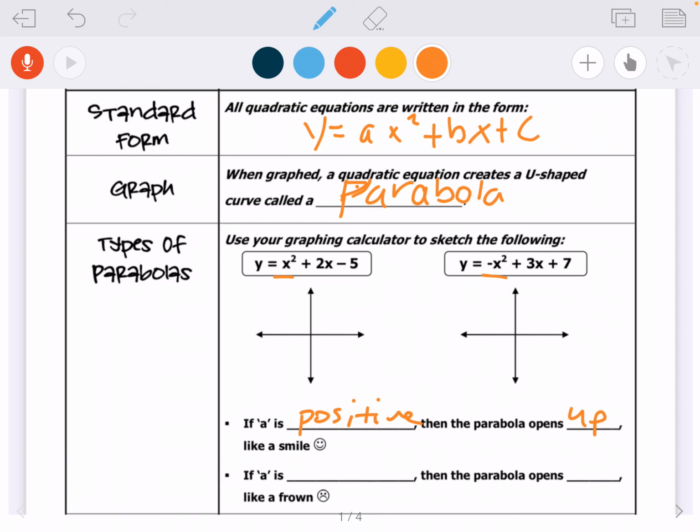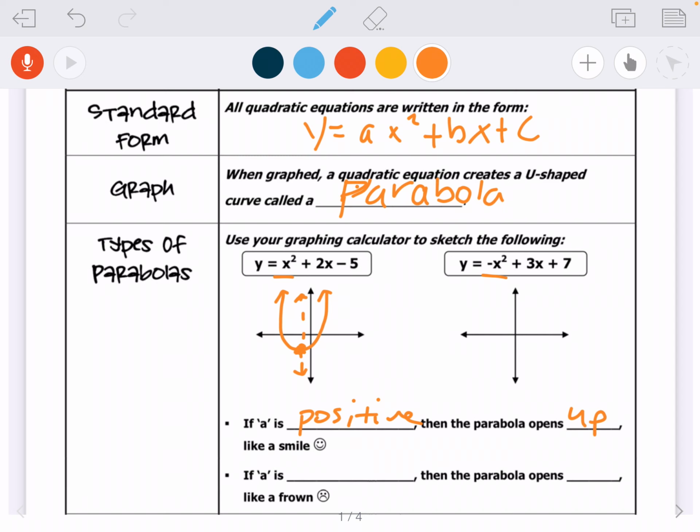So I'm just going to draw a rough graph. So there's a parabola, it's opening up. We'll talk more about the vertex in a minute, but there is a vertex. Anytime the parabola opens up, the vertex is always at the bottom, and this is called something specific, which I'll talk about in a second.